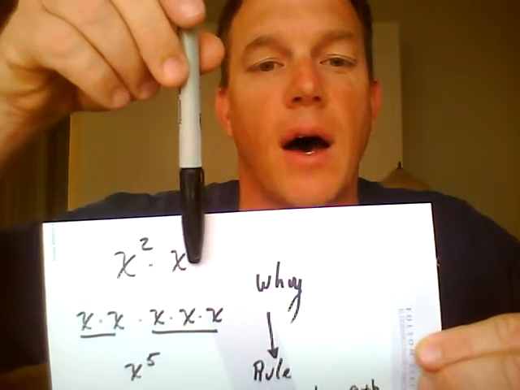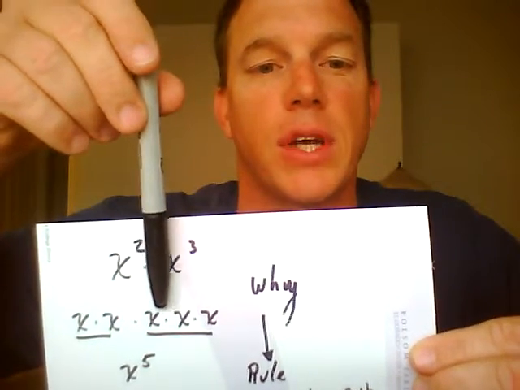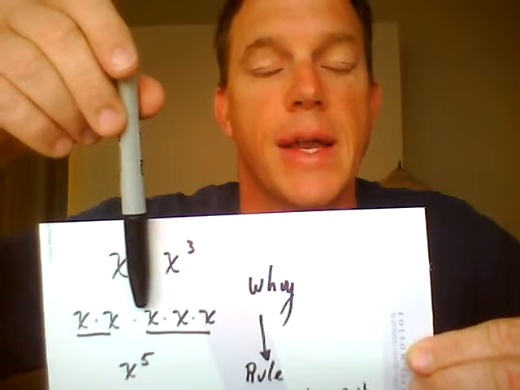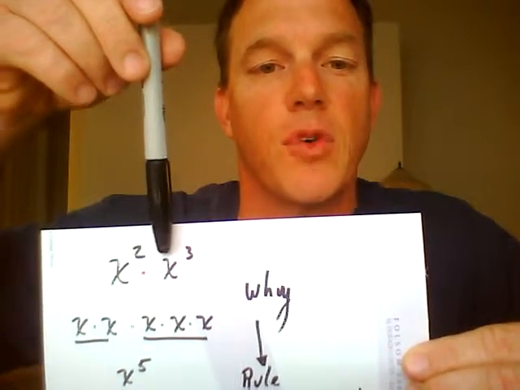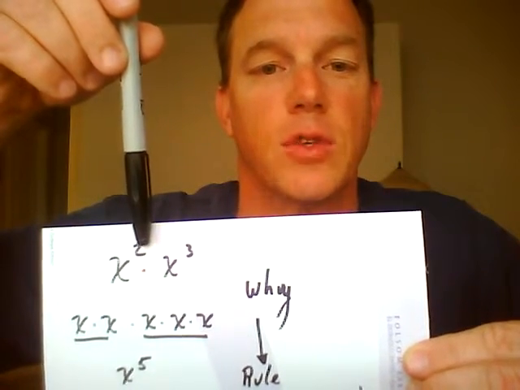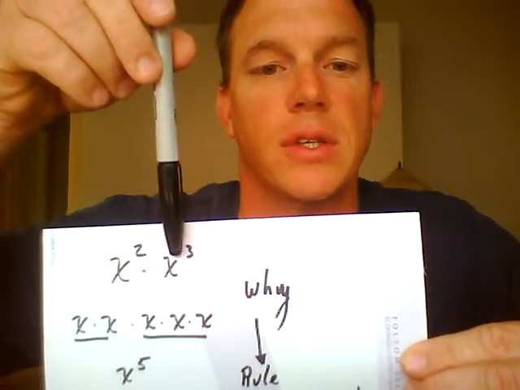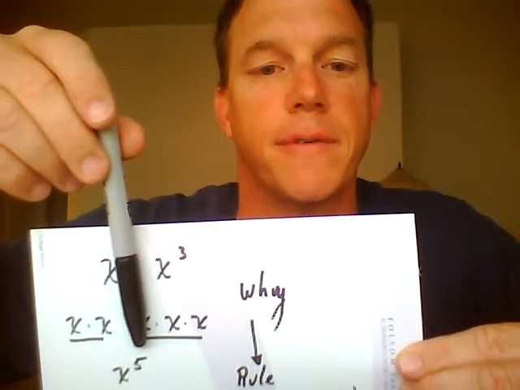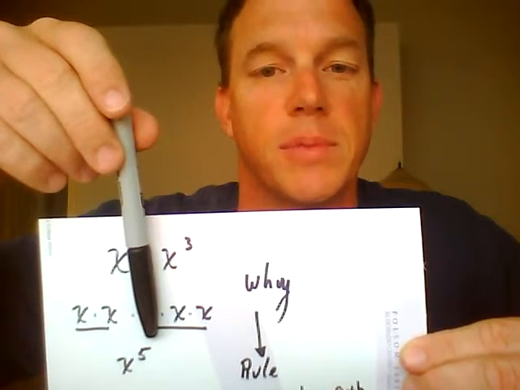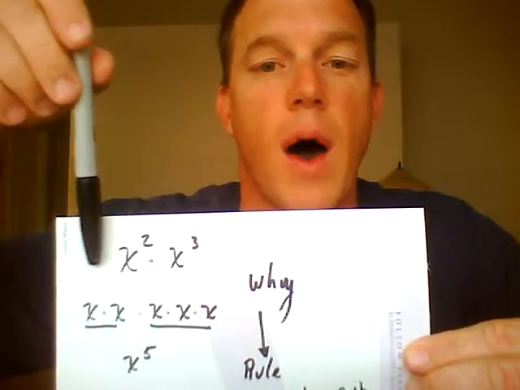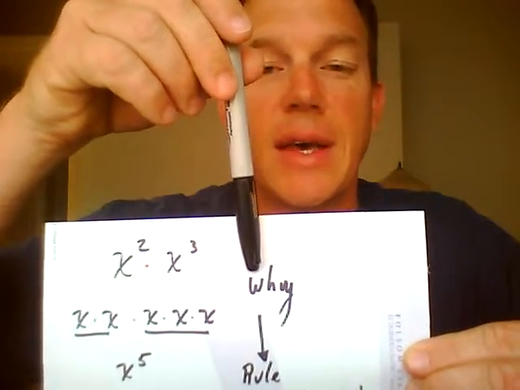Now this red dot is a multiplication dot, which I just rewrote right down here. Now, if we think about this, if you have 2 of something, like 2 cookies, and then 3 cookies, that's a total of 5 cookies. So that's why this becomes x to the 5th. That's the why of it. Having a little trouble with this.